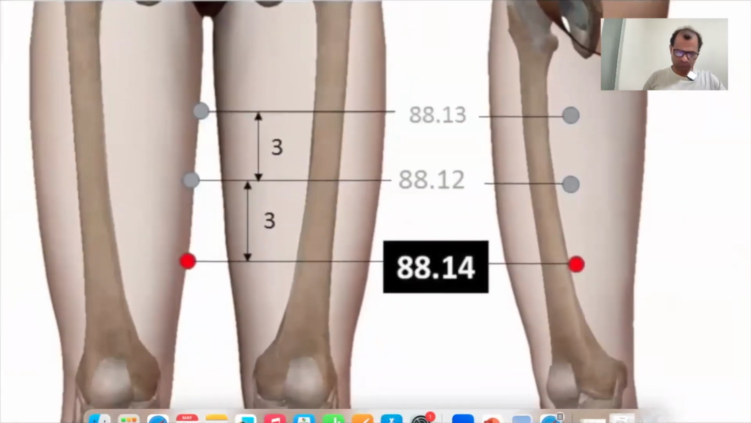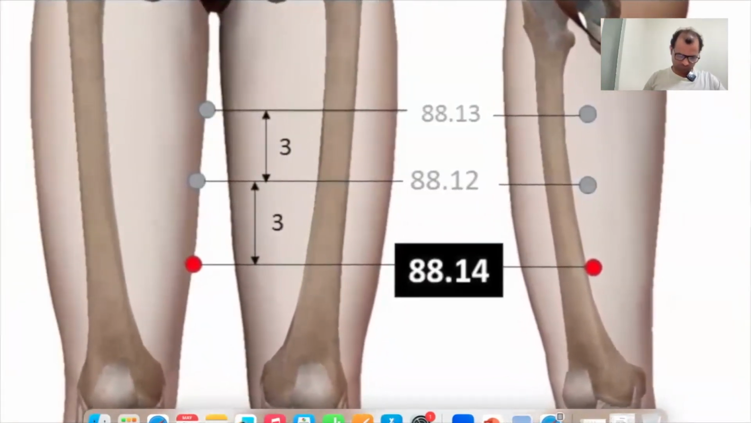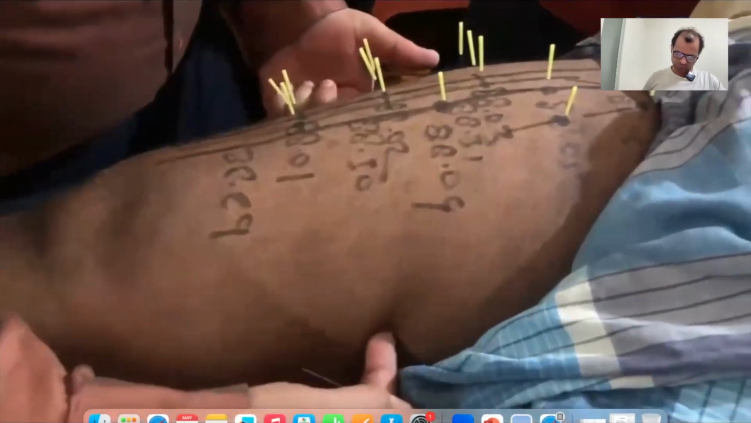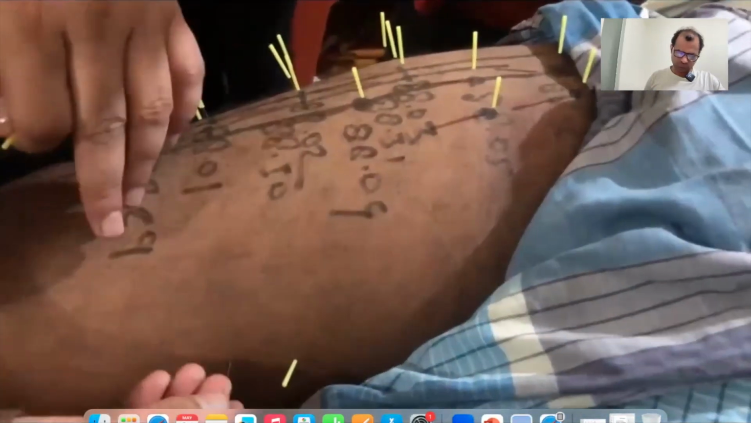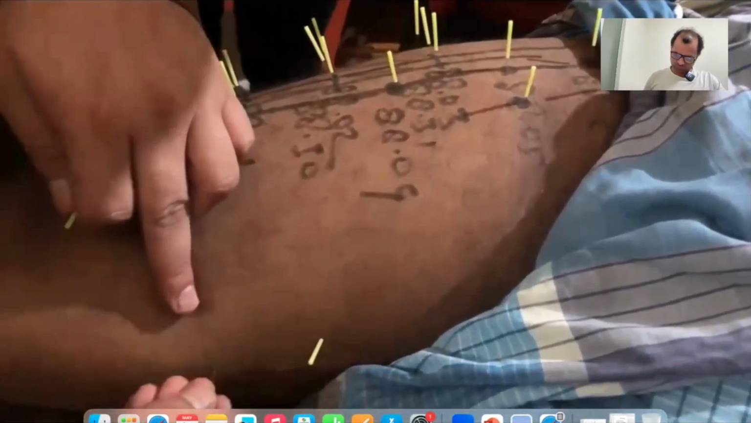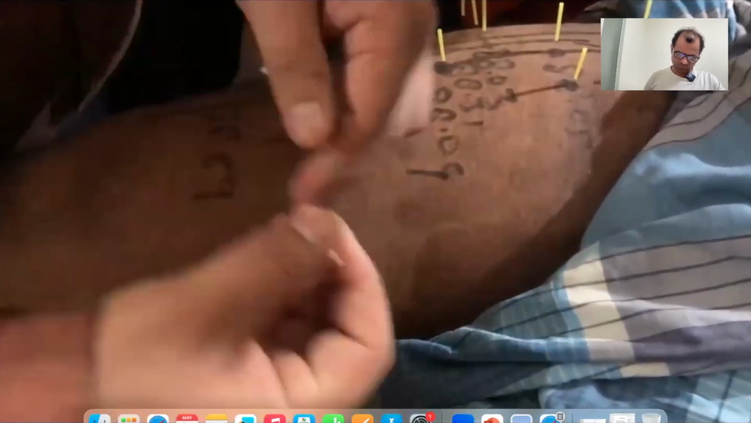So now, first what we'll do, we will put 1 point at the level of gallbladder 31, but just opposite side. Okay, so this is the first point at the level of gallbladder 31, just opposite side. And 2 points, we will put 1 point 3 chun down and 1 point 3 chun up.